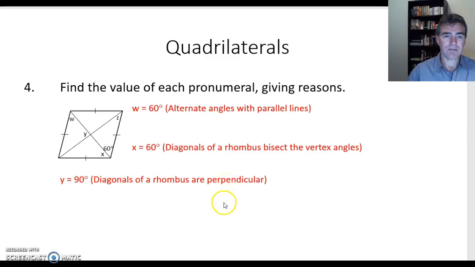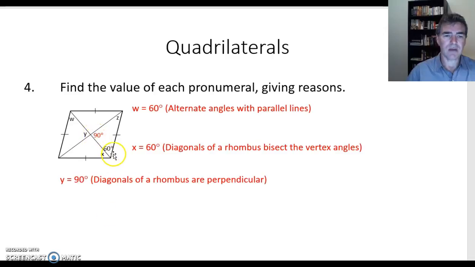Well, that's great. So I found w, I found x, I found y. How do I find z? Well, it doesn't look like I can use my perpendicular lines at this point in time. But what happens when this diagonal cuts that diagonal? 2 straight lines meet, the vertically opposite ones are equal. Now there's no letter there, but I can actually write it down. So that's 90 degrees because they're vertically opposite angles. So I put that in my diagram.